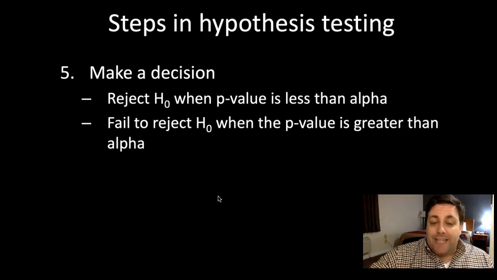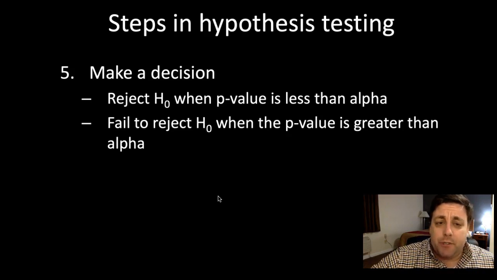When the p-value of the statistical test that you ran is less than your alpha, we reject the null hypothesis, which means we embrace the research hypothesis. That effectively means that our research hypothesis is the one we're giving credence to. That means there's a relationship between the two variables that we're studying.